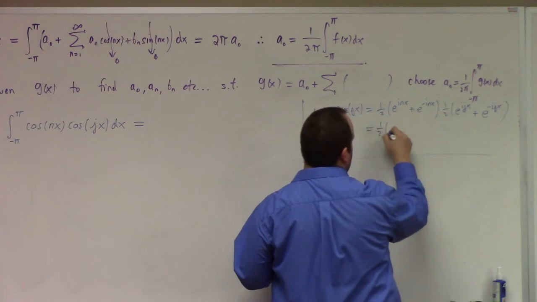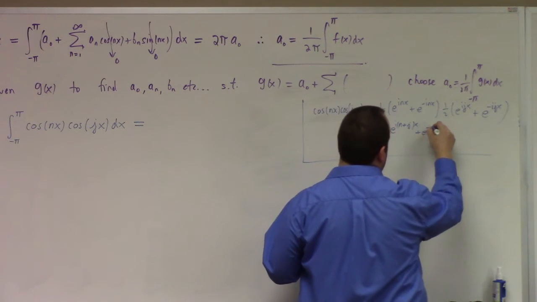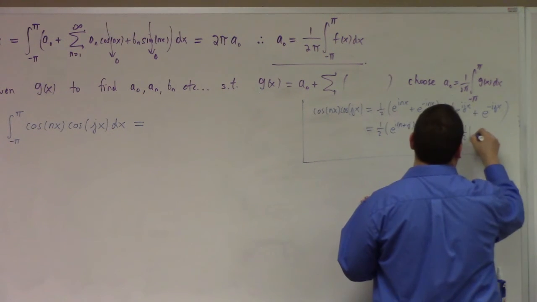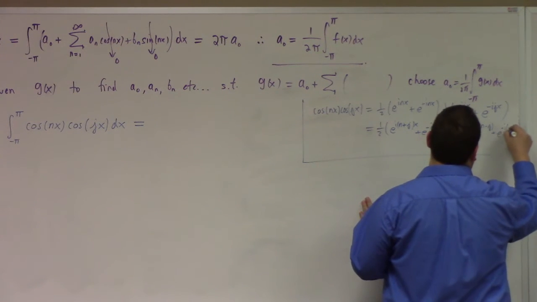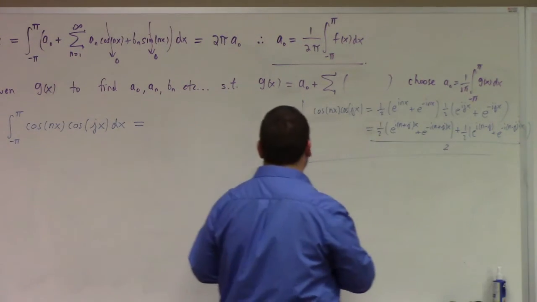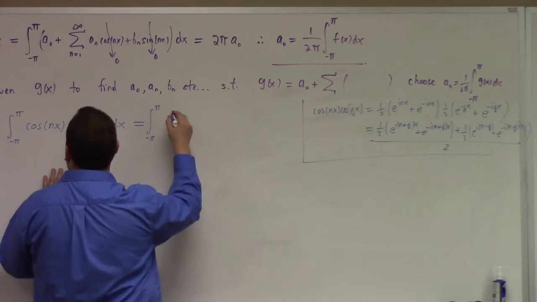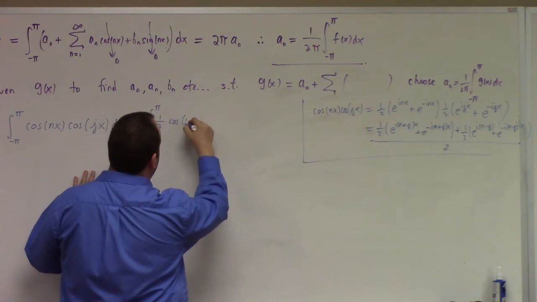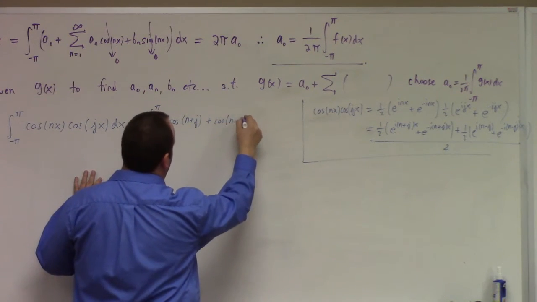This is 1/2 e to the i (n plus j) x plus e to the minus i (n plus j) x, plus 1/2 e to the i (n minus j) x plus e to the minus i (n minus j) x, all of that divided by 2. In short, there's this identity. This is really the integral from minus pi to pi of 1/2 cosine of (n plus j)x plus the cosine of (n minus j)x.